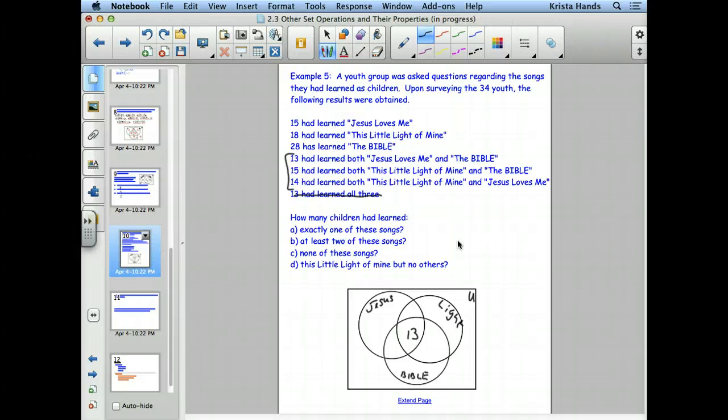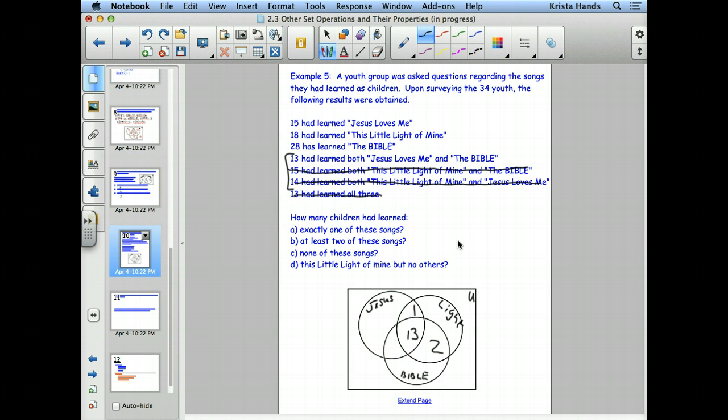Okay, so on the bottom it says 14 had learned This Little Light of Mine and Jesus Loves Me. So Jesus Loves Me and This Little Light of Mine is these 2 regions. 1 will go in there. Right. This next one up, 15, This Little Light of Mine and the B-I-B-L-E. So that's my right hand side of my graph. Light and the Bible and 2. Right.